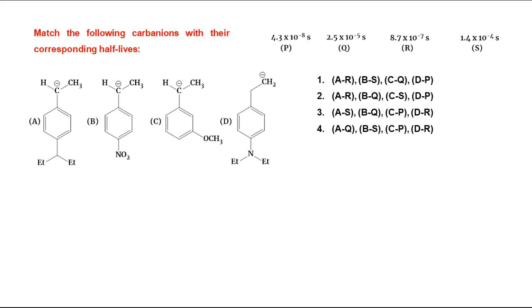Match the following carbanions with their corresponding half-lives. Half-life, if we want to correlate with stability: basically it is not directly asking the stability of the carbanion, but it is asking in a different way. That is, we have to match the half-lives, but basically it is related to stability, because when stability is very high, its half-life will also be high. So it is directly related.